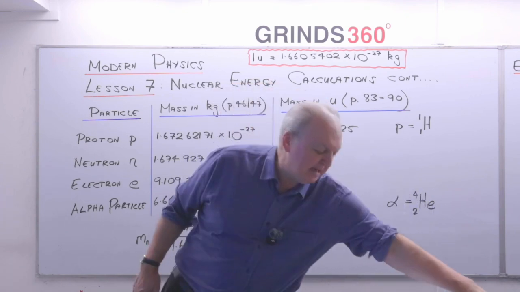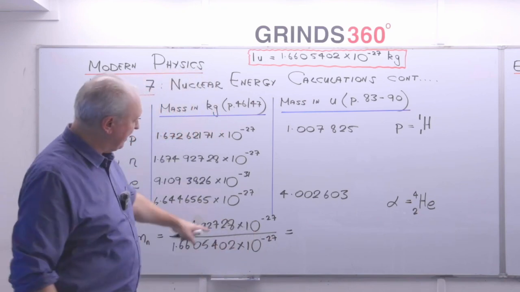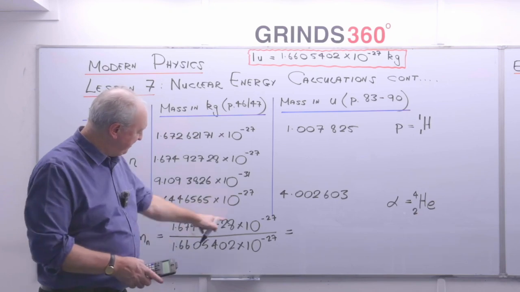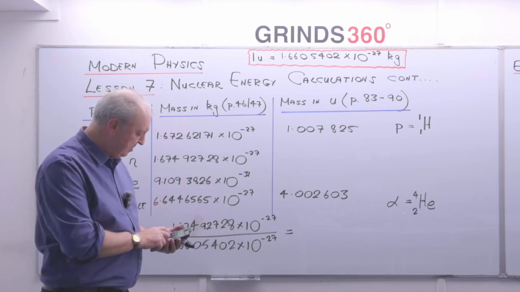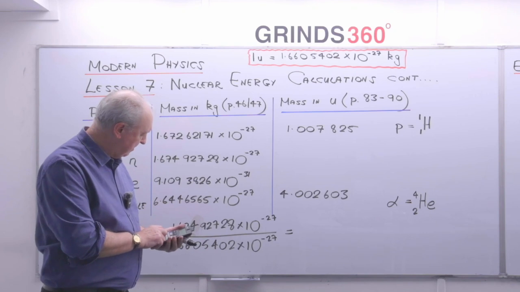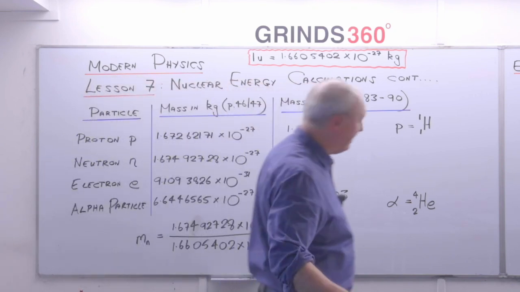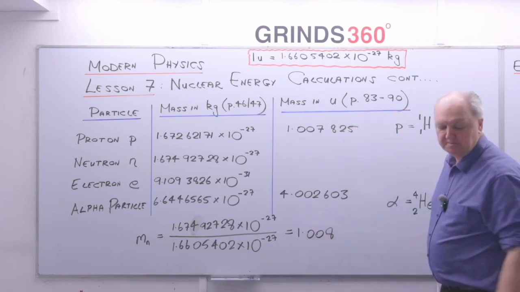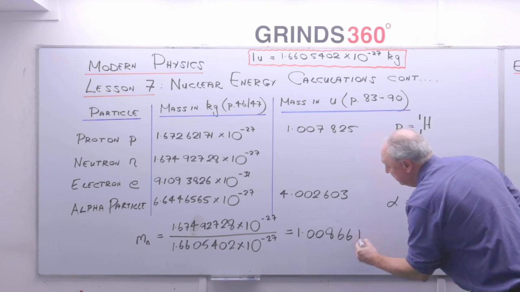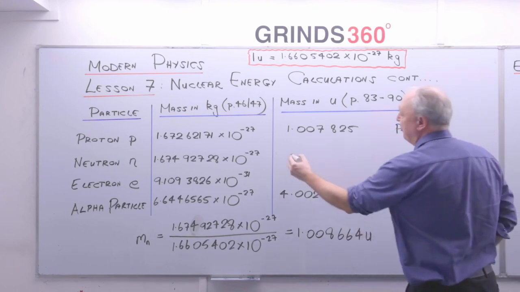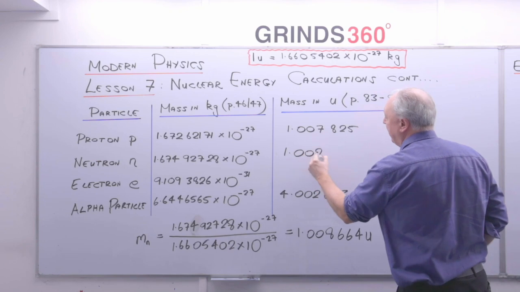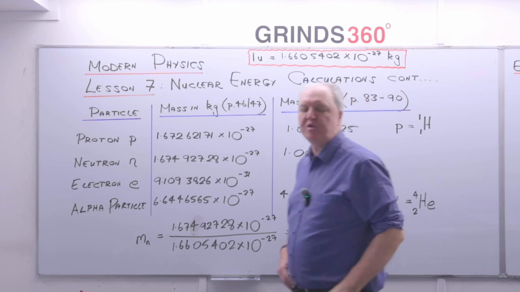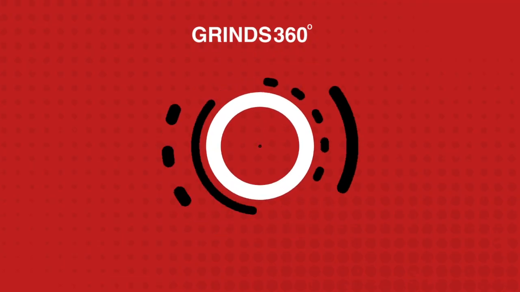And I'm going to put that into my calculator. The 10 to the power of minus 27s cancel. So when I put that into my calculator, I'm going to divide that number by that number. And when I do that calculation, I get an answer of 1.008664 atomic mass units. So I'm going to put that in here into my table, 1.008664 atomic mass units. That's the mass of the neutron in atomic mass units.